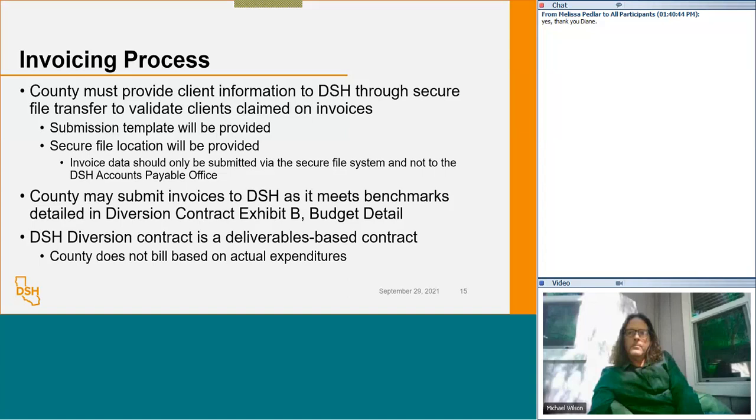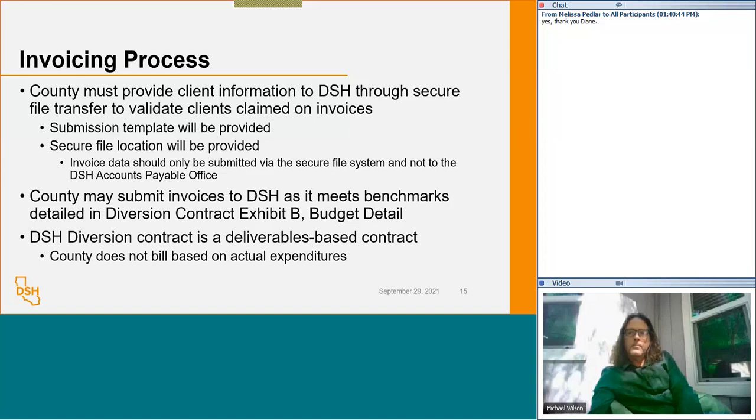Typically, we recommend that you first submit the data verification to us for review in case there are any issues or questions that we have with the clients that you're submitting to us. And then once we let you know that we've cleared the data, then you can submit your invoice to our accounts payable office.